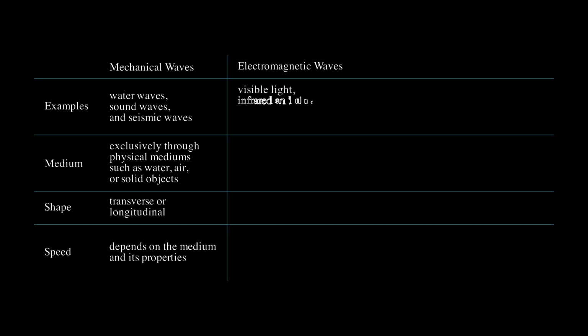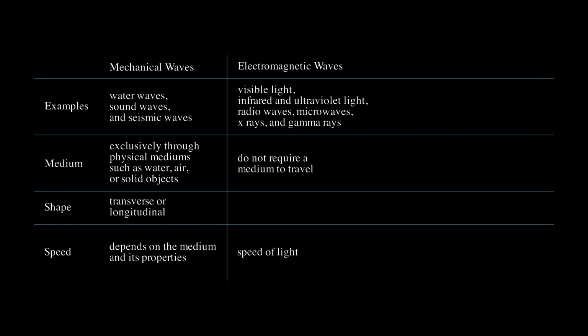Electromagnetic waves consist of visible light, infrared and ultraviolet radiation, radio waves, microwaves, X-rays, and gamma rays. Unlike mechanical waves, they don't require a medium for propagation, and always travel at the speed of light. It is worth noting that electromagnetic waves are exclusively transverse in nature.